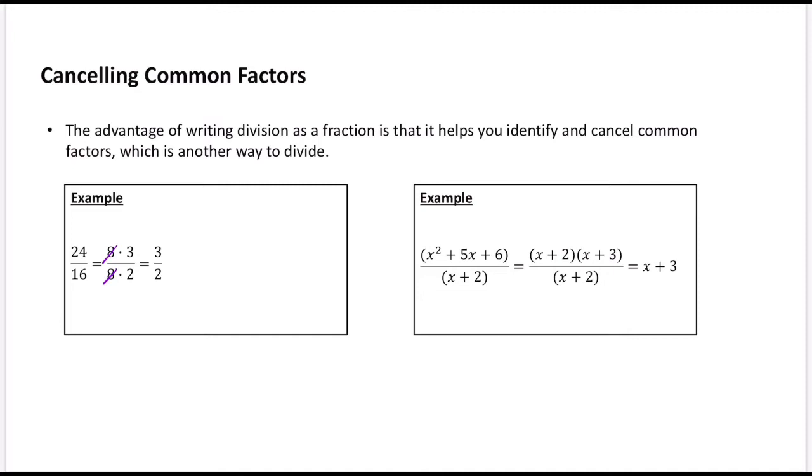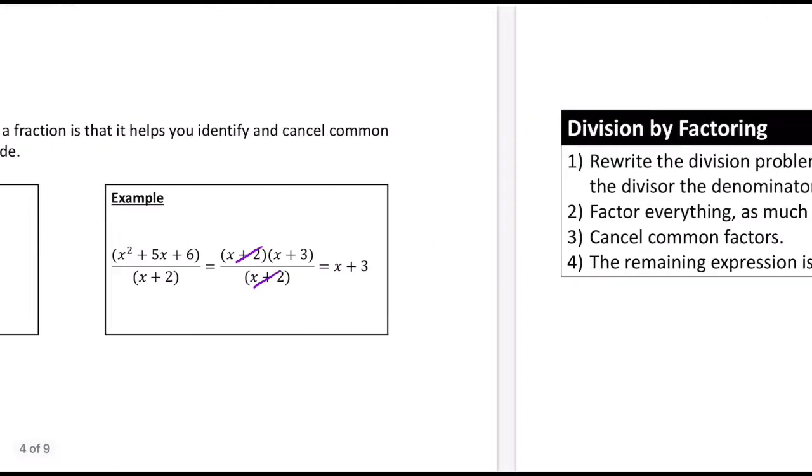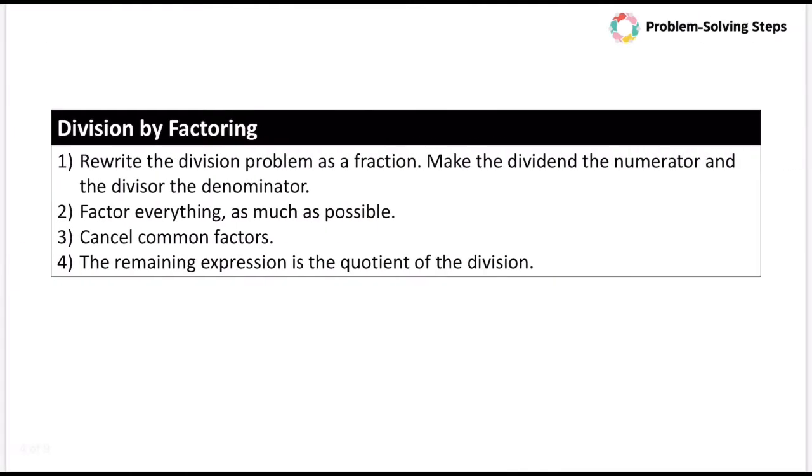So we've basically divided 24 by 16 by rewriting it as a fraction and then reducing that fraction. Similarly with polynomials, if we have x squared plus 5x plus 6, we can factor it as x plus 2 times x plus 3. Then we have that x plus 2, which is our divisor, and this common factor of x plus 2 will cancel, which gives us x plus 3. So this is a way to divide when you have polynomials that can be factored. We'll start off by rewriting the division as a fraction, making the dividend the numerator and the divisor the denominator. Then factor everything as much as possible, cancel common factors, and the remaining expression will be the quotient.